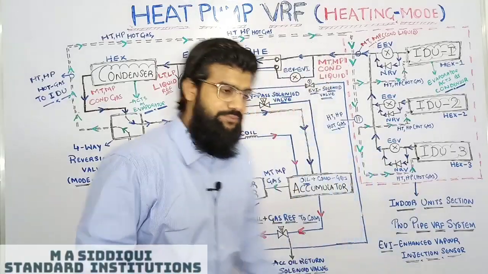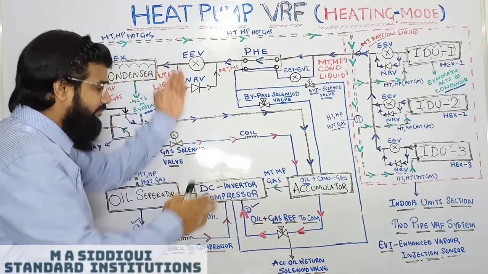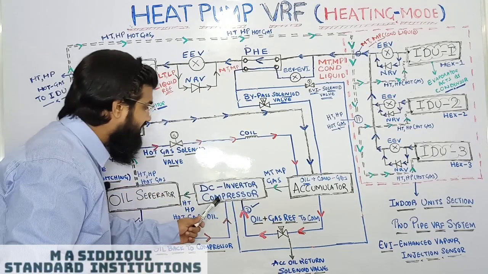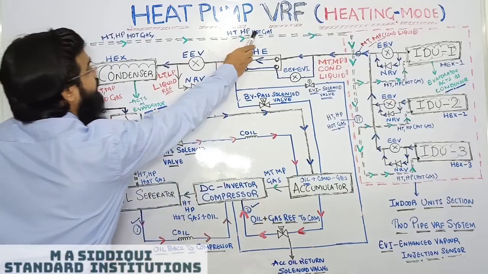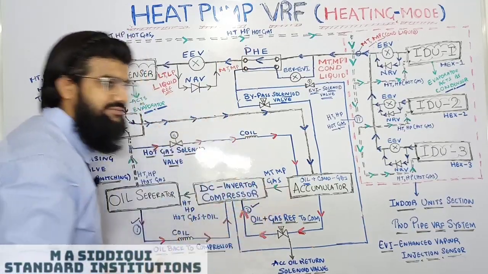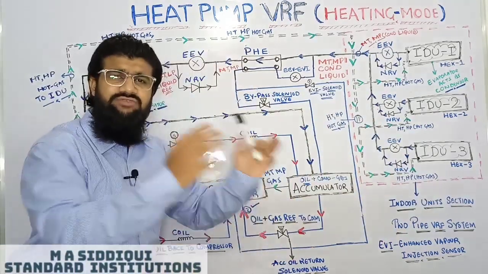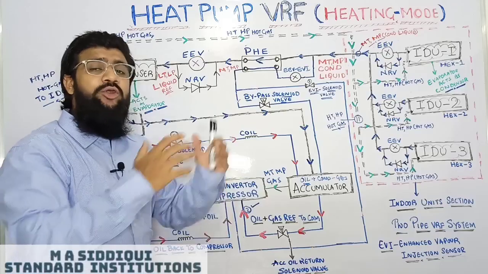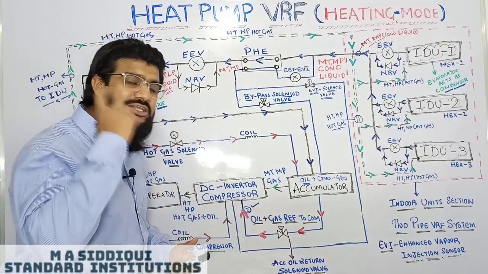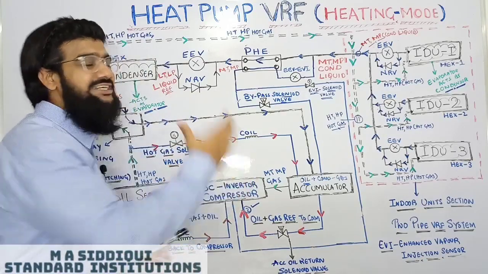How? Let's see. This is our refrigeration cycle altogether for heat pump VRF heating mode. We are using a DC inverter compressor. Why? To regulate the flow of refrigerant. Why regulate the flow of refrigerant? For energy saving. And different IDUs have different capacities, different TR, different CFM, and mounting details, everything is different in VRF VRV. That's the major important point of this system, and that makes it unique.